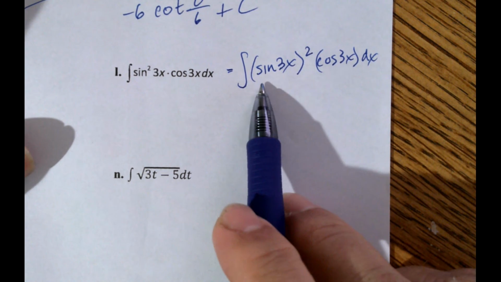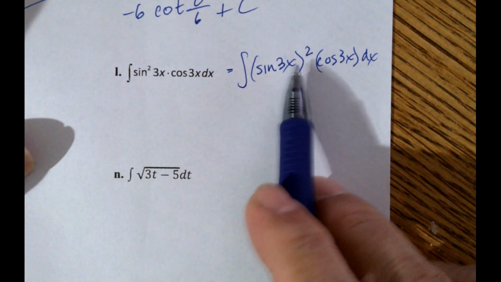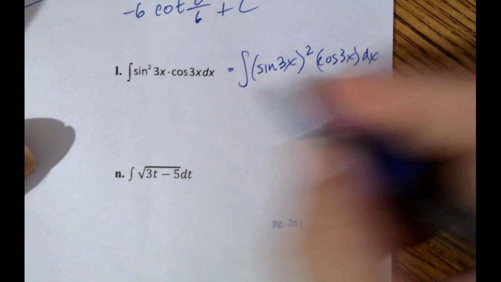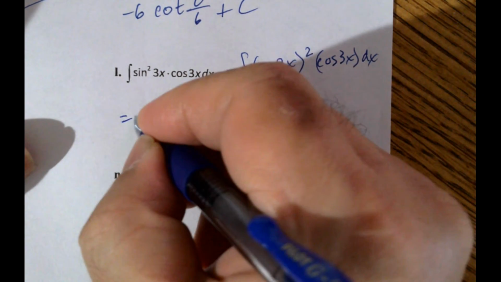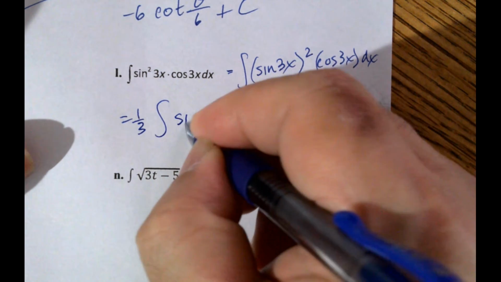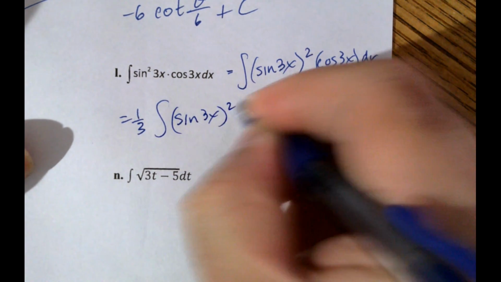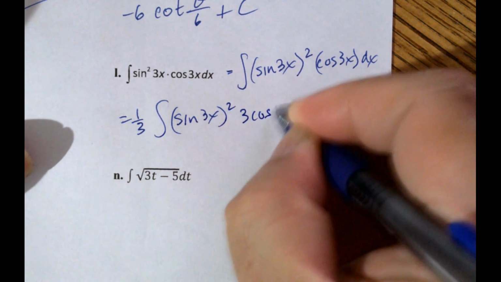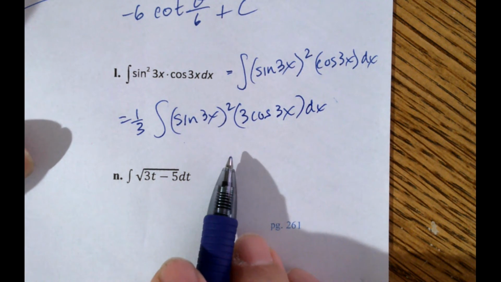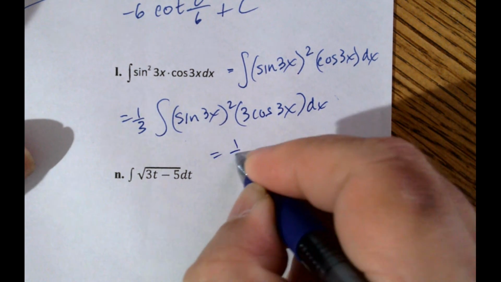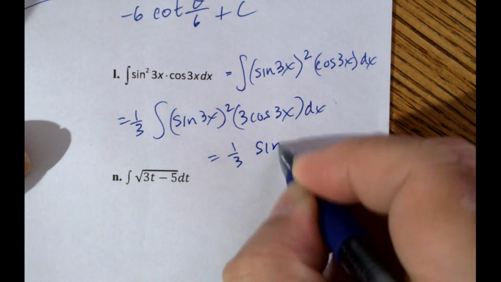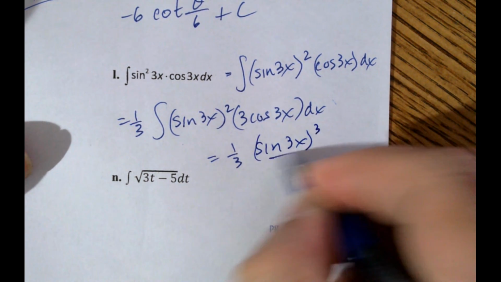What is the derivative of sine 3x? The derivative of sine 3x is 3 cosine 3x. So this is missing a 3. So I am going to put a 1/3 outside because I'm going to put a 3 in there. Sine 3x squared times 3 cosine 3x, which is the derivative of sine 3x. All right, so that's 1/3. Now that's the pattern. So I can use sine 3x to the third power over 3 plus a constant, right?